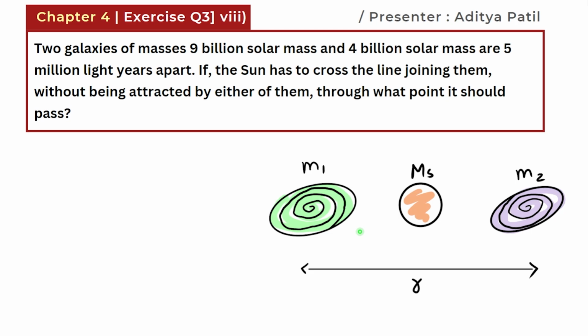हमें पूछा गया है कि find a point such that कि वो point पे sun neither gets attracted towards galaxy with mass m1 or towards galaxy with mass m2. So sort of a neutral point हमें पूछा गया है, so that where sun can pass through. And उस point का हमें location जो है देना है. So हमें क्या देना है? We have to give the location of the point with which from which our sun should pass.